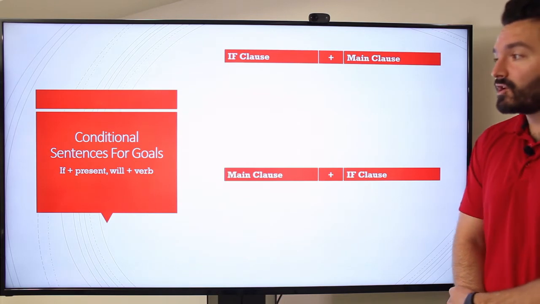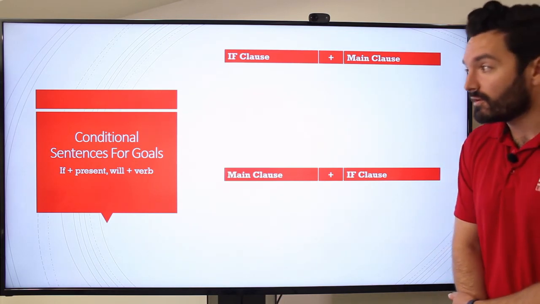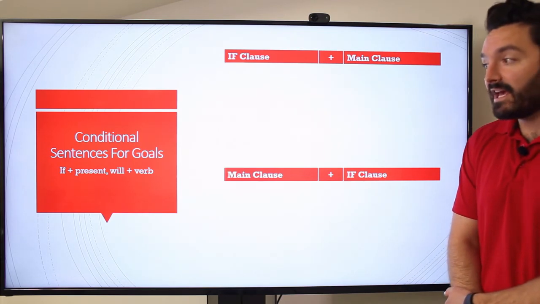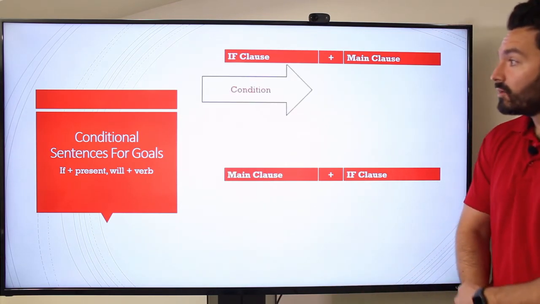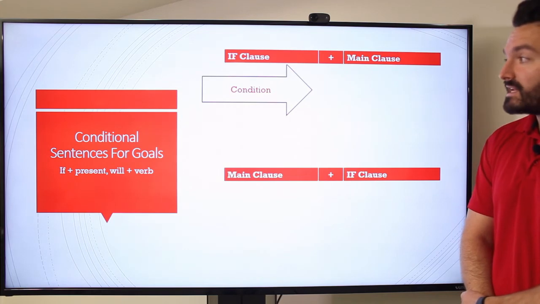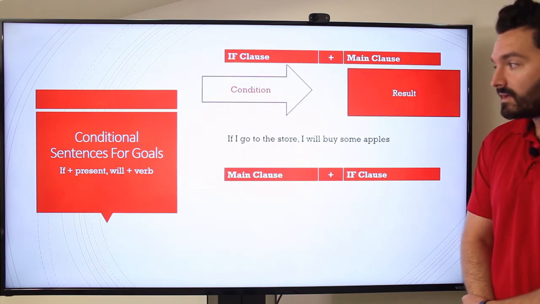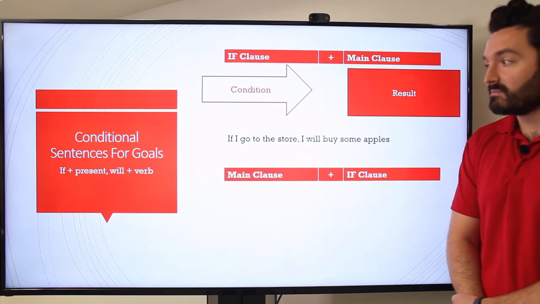Now, we've got our vocabulary. We're going to try something called a conditional sentence. There are many types of conditional sentence. We're going to focus on one today. So what we're going to do is we're going to say, if something happens, I will do this. What do I mean by that? Well, if something happens, a condition, then there will be a result. So if I go to the store today, I will buy some apples.